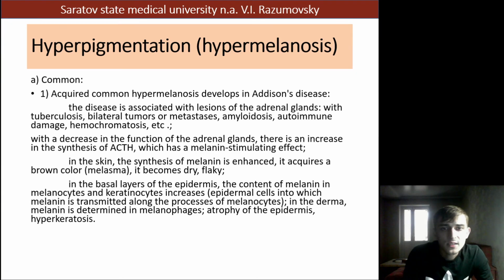In the basal layer of the epidermis, the content of melanin in melanocytes and keratinocytes is increased. Epidermal cells into which melanin is transferred along that process, or melanocytes. In the derma, melanin is found in melanophages. Atrophy of the epidermis and hyperkeratosis may develop as a result of this process.